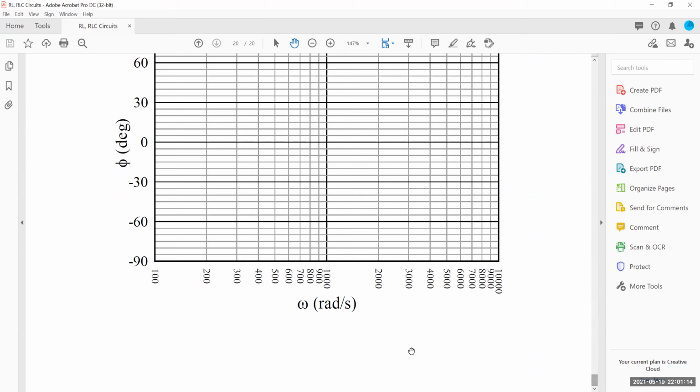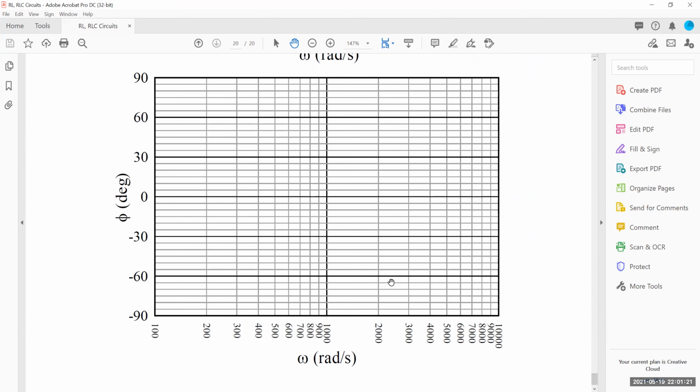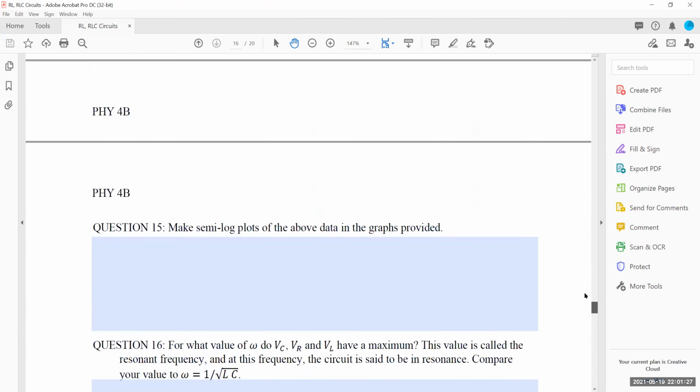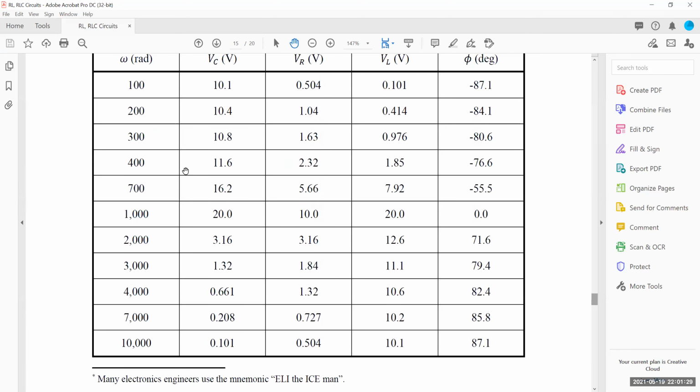Basically, you have omega, not linearly. You have to use the logarithmic scale in here. You're varying omega in this case, because you will have it in the data that you're given. Let me go back to the data. Here is your omega. It varies from 1,000 to 10,000. So if you do it on a linear graph, it's going to be a nightmare. So you're going to take the natural log of these expressions in here, and you have VC, VR, VL, and you have 5 degrees.